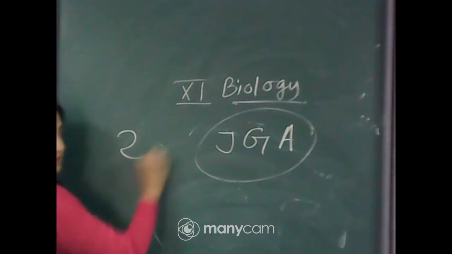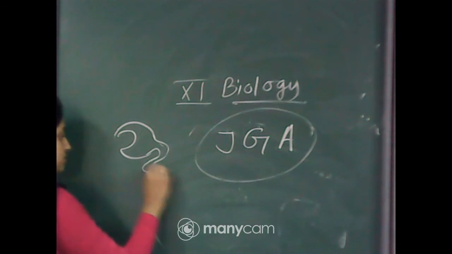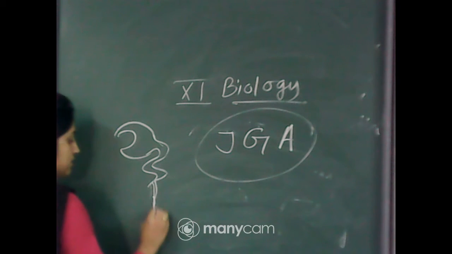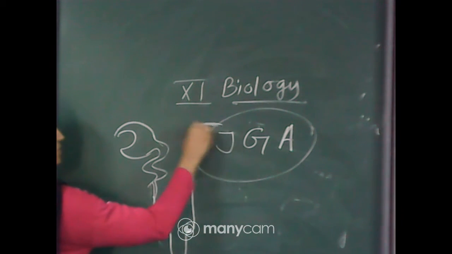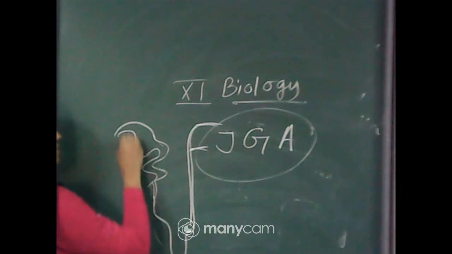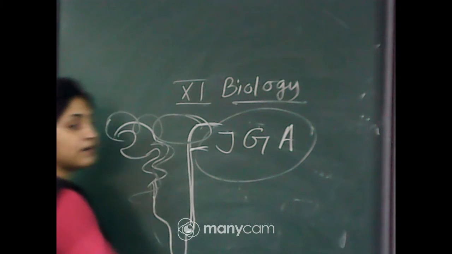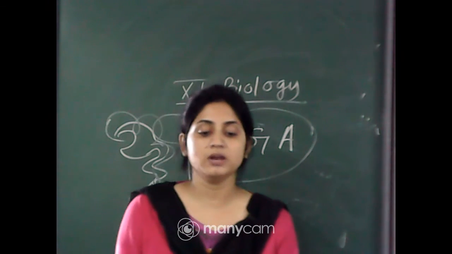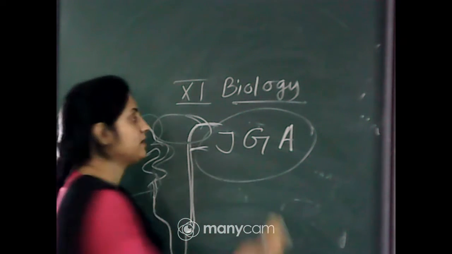So, if you can see the Bowman's capsule, and from here the coil, that is the proximal convoluted tubule. Then here is the loop of Henle, and then that is the distal convoluted tubule. This distal convoluted tubule and the afferent arteriole are just like this. At this junction of the afferent arteriole and the distal convoluted tubule, there is a sensitive region known as the juxtaglomerular apparatus.